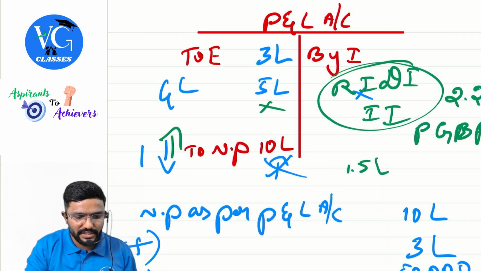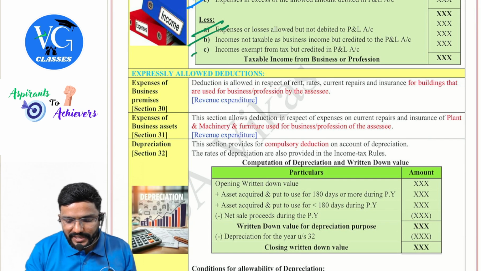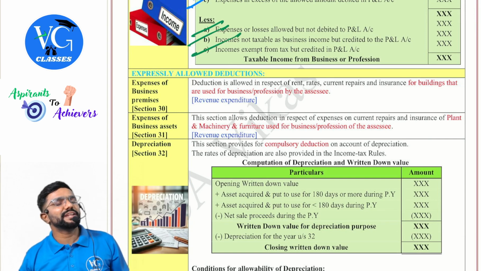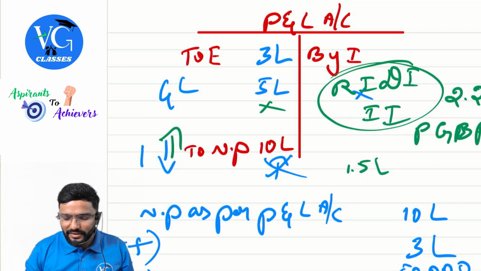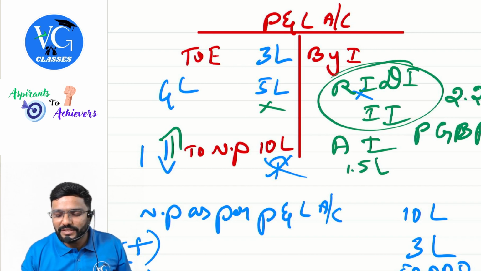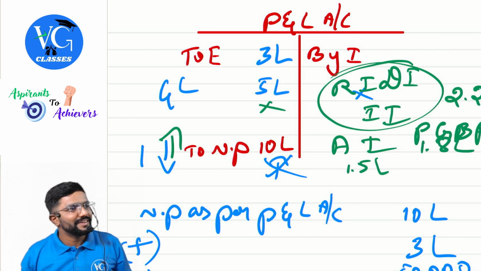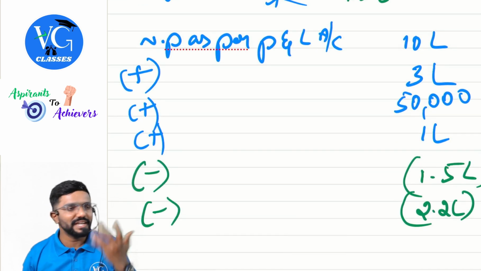Okay, so next. Incomes exempt from tax but credited in P&L account. In accounts and all, there is no concept of exemption. Sir, agriculture income I had, they are credited here. Okay, good. Assume it is 1.8 lakh, which has increased my profit by 1.8 lakh. But in taxation, they're telling it is exempt.